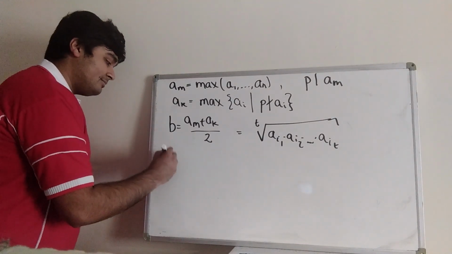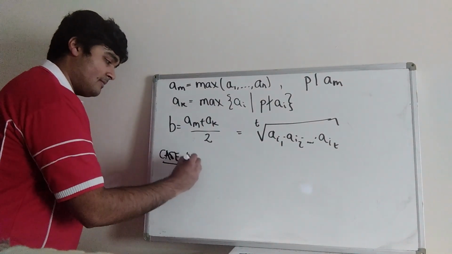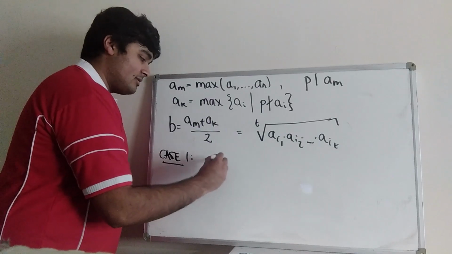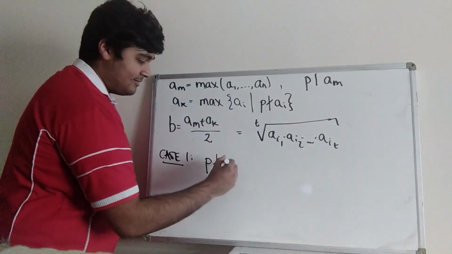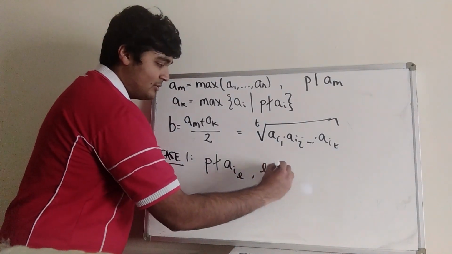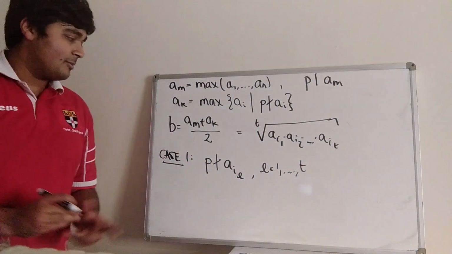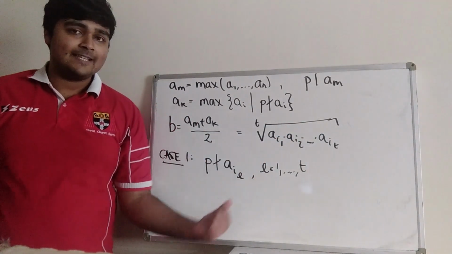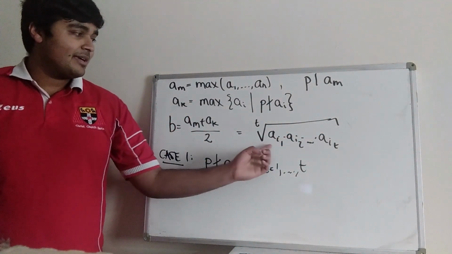So case 1, p does not divide any of these guys here. So it does not divide a_il, let's say, for l equals 1 up to t. So p does not divide any of these guys here. Well, then what do we know about each of these guys here?